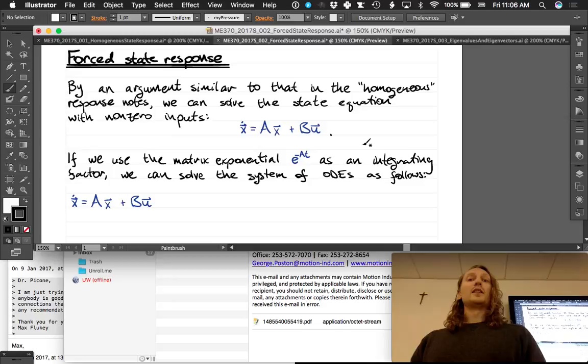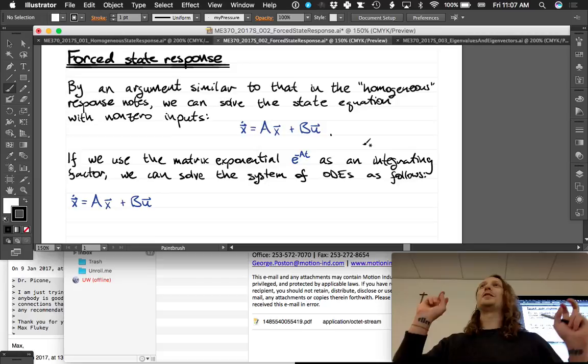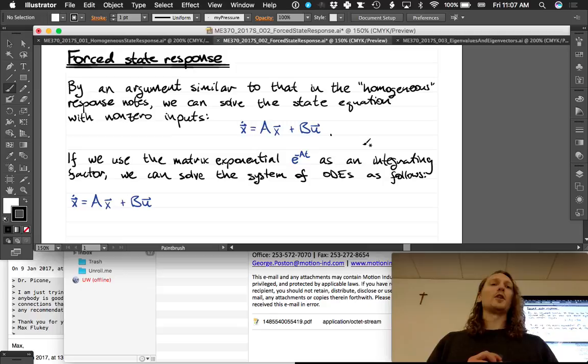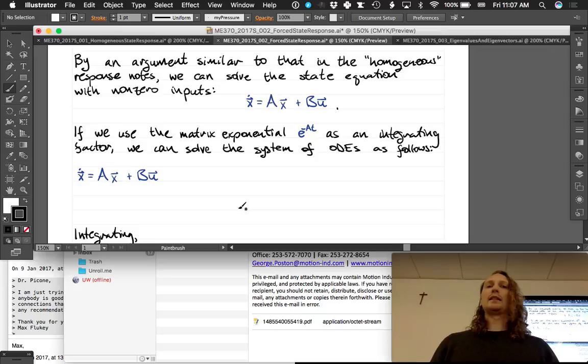By an argument similar to that in the homogeneous response notes. Remember, I'm putting homogeneous in quotes because it's really like the initial condition response, but it's kind of a misnomer. So by a similar argument to that, we can solve a state equation with non-zero inputs. So now we have the BU term. BU term was gone before because we said that U was zero, then there are no inputs. So if we use the matrix exponential e to the negative At, or e to the At, oh, actually, e to the negative At is the one we prefer in this case, as an integrating factor, do you guys remember that from your differential equations class, maybe? Integrating factors, woo! We can solve the system of ODEs as follows, okay?